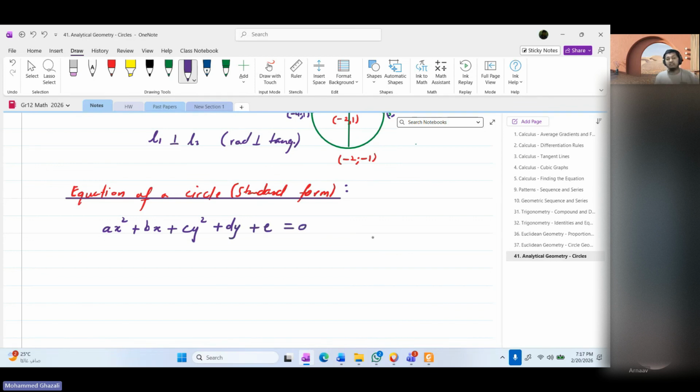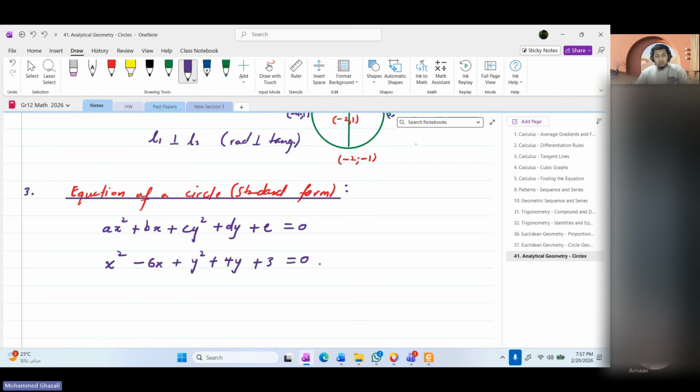All right, so there are 5 different variables here. Most of the time, the values of a and c is 1, not necessarily. So let's take an example, number 3. This is a standard form. So I have x squared minus 6x plus y squared plus 4y plus 3 is equal to 0. Okay. Now, what do we do in this case? How do we find the center and how do we find the radius?